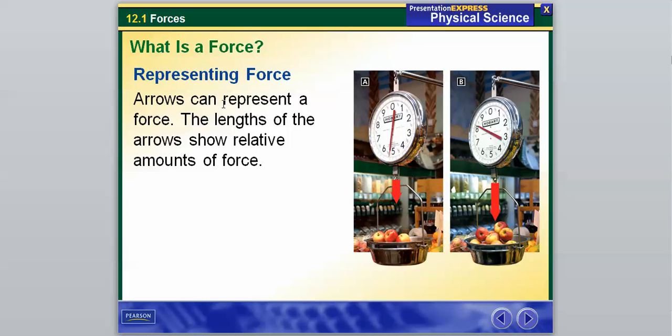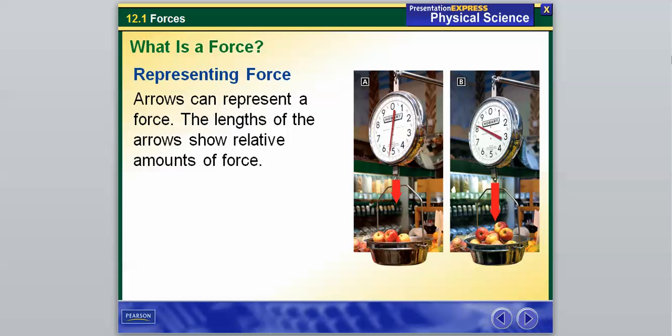And we can also draw arrows that could represent a force. The lengths of arrows show the relative amounts of force. So we can see right here, on letter A, we have a shorter arrow than in letter B, because if you look, we have more apples in letter B, so therefore a greater force is being exerted, and if you look up on the scales, you can see why. So force is just any push or pull on an object. Again, an example that we've all seen in our lifetime is the spring scales that you see at grocery stores.